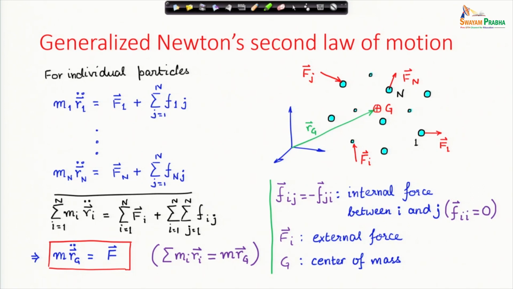Now, this is slightly different from the normal Newton's second law, because it tells us only about the acceleration of the center of mass. For individual particles, you have to write down the individual Newton's second law for each particle and solve. But for the system, we have the total mass of the system times the acceleration of the center of mass equal to the net force acting on the whole system.